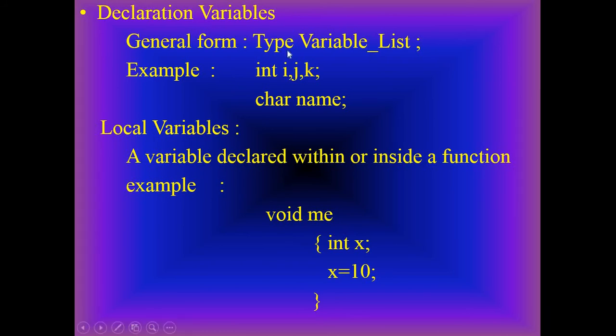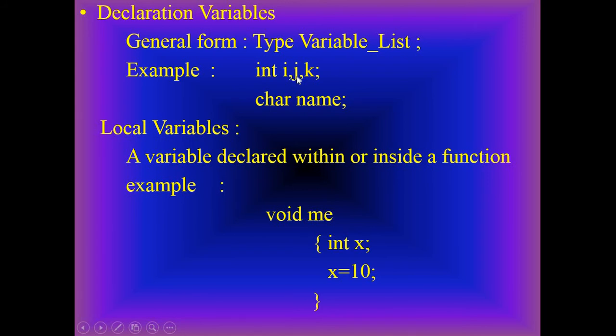So, you should only see two things in the general form. We have the type, data type, and then we have the variable list. Okay, that is the general form or syntax. Now, when you are asked to give an example of a variable declaration, okay, example is int. Int refers to the type or data type, right? This int refers to integer. I, J, and K, this refers to the variable lists, or the variable names.